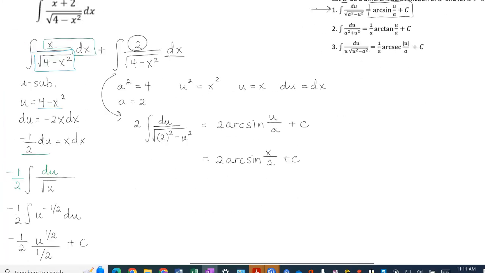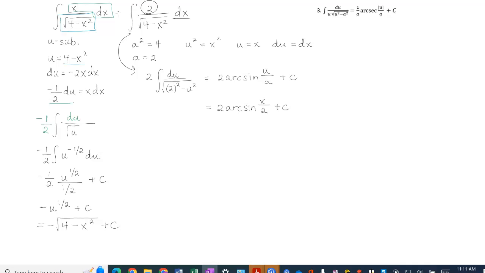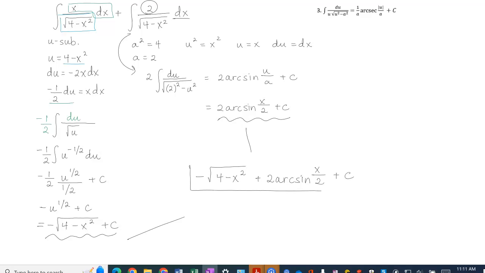And then the last thing we'll do is simply put these two together, because we have this part from our first integral and this part from our second integral. Combining those, we get the negative square root of 4 minus x squared plus 2 arc sine of x divided by 2 plus c. And that is our final answer.